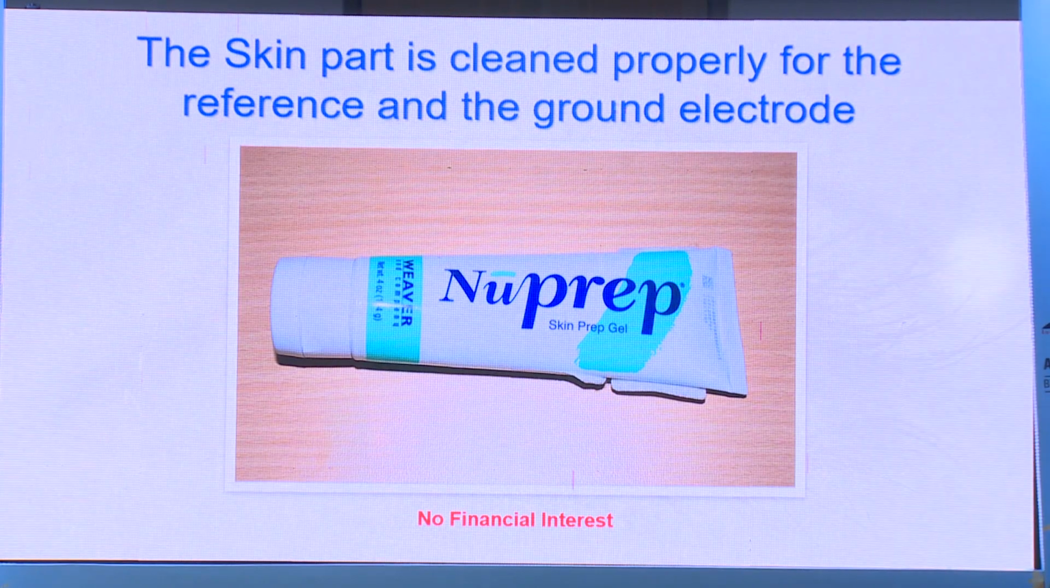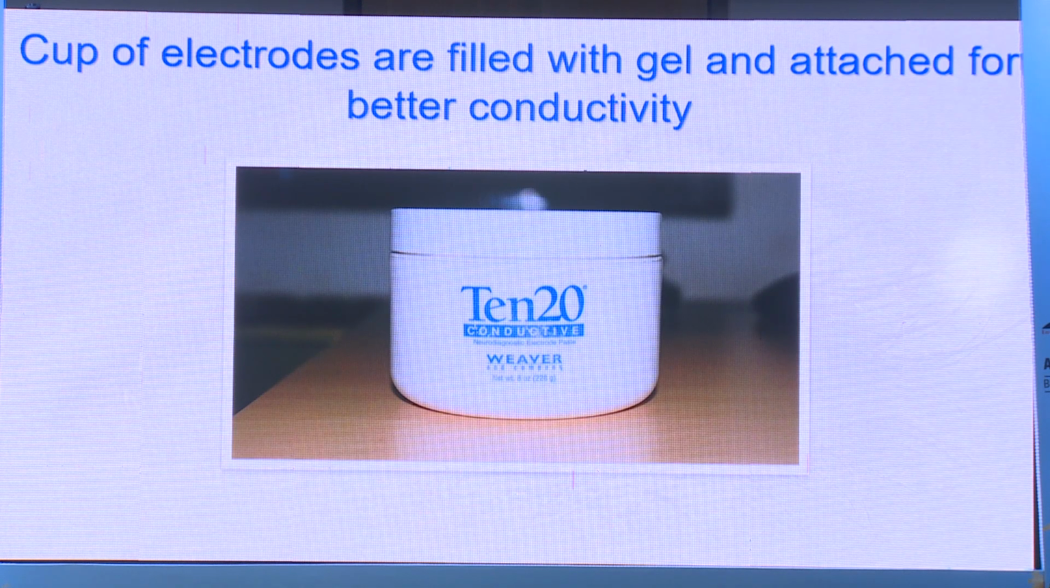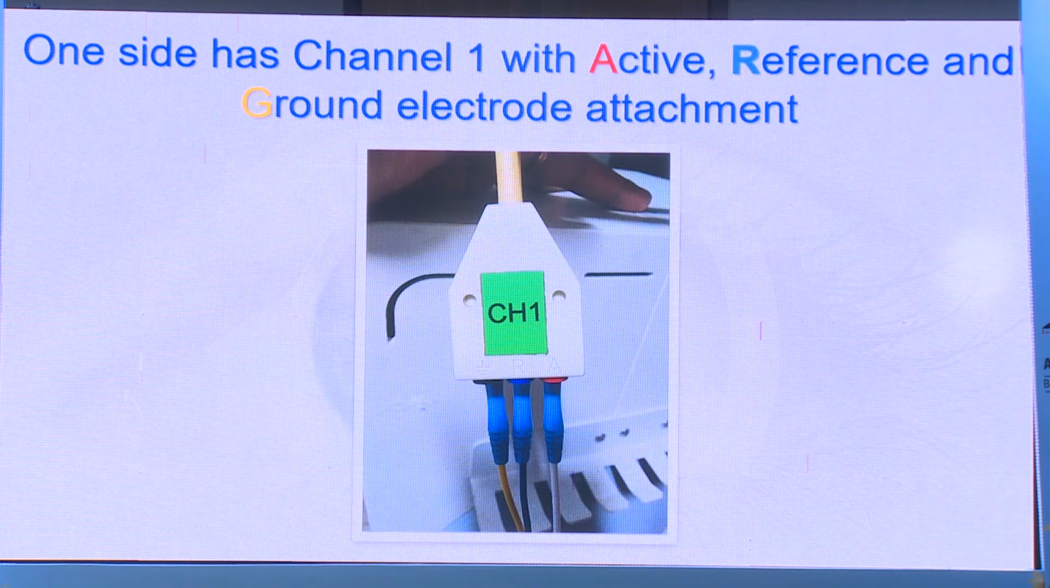On the preparation side, the skin has to be cleaned properly for the reference and the ground electrode, and for that purpose, we can use skin prep gels. Now, the cups of the electrodes are filled with gel and attached for better conductivity.